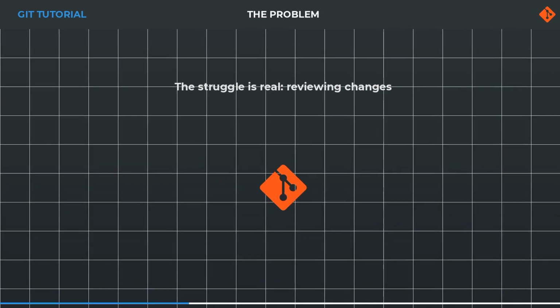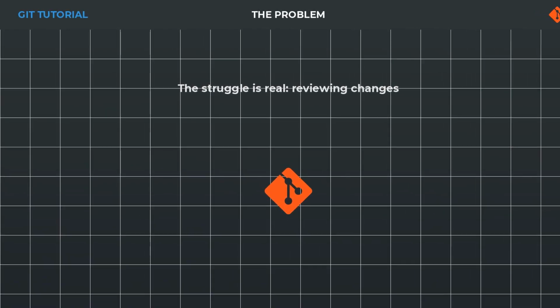When working on a project, it's easy to make changes without reviewing them properly. But what if you could see exactly what you've changed before committing it? This is where Git diffs come in.